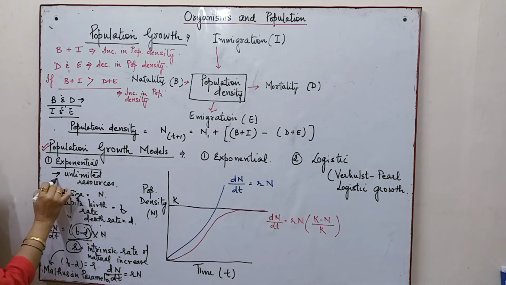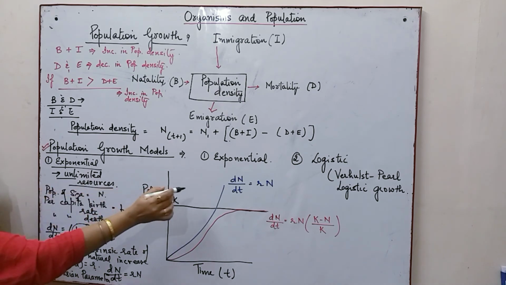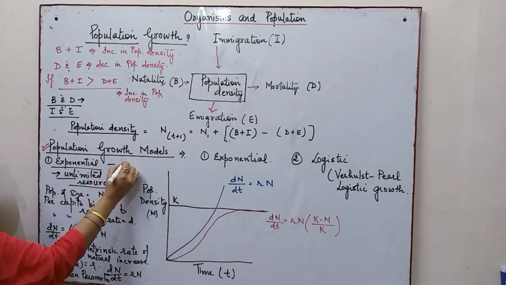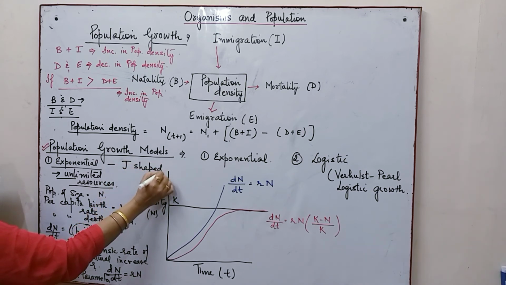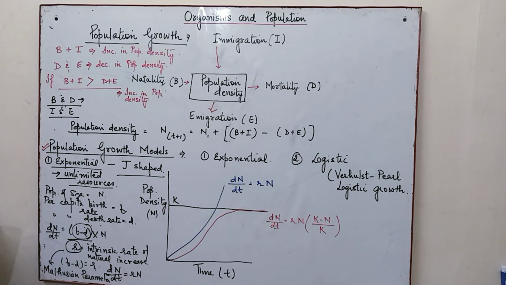Why? Because the resources are unlimited, and so the exponential curve is a J-shaped curve. The exponential curve is J-shaped, and it can be calculated as dN upon dt is equal to r, that is the intrinsic rate of natural increase, multiplied by N. This gives us the idea of the exponential growth of the particular species.